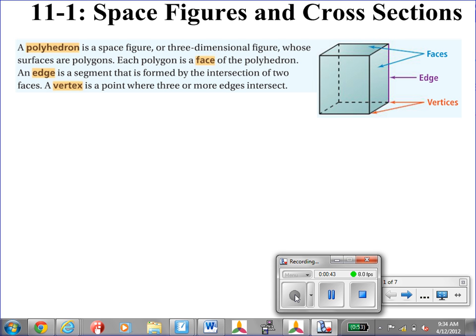And a vertex is a point where the edges meet. So in this box, you can see that there's 1, 2, 3, 4, 5, 6, 7, 8 vertices. You've got 1, 2, 3, 4, 5, 6, 7, 8, 9, 10, 11, 12 edges, it looks like. Then how many faces? 2, 4, 6, and that's it? Okay. So that's faces, edges, vertices, and polyhedrons.